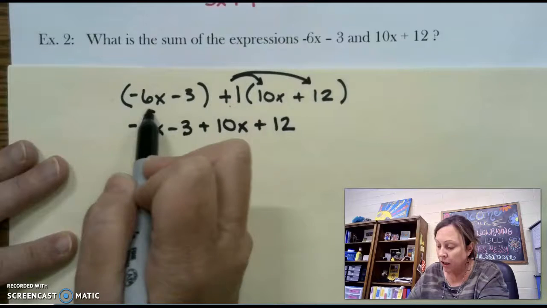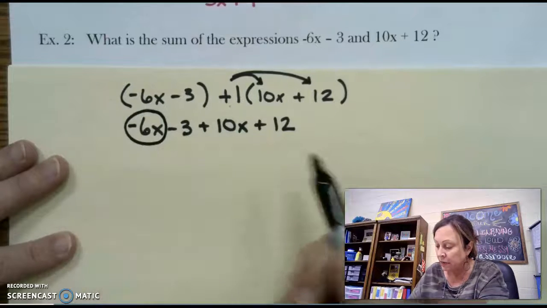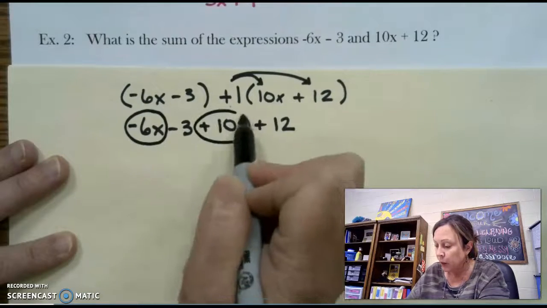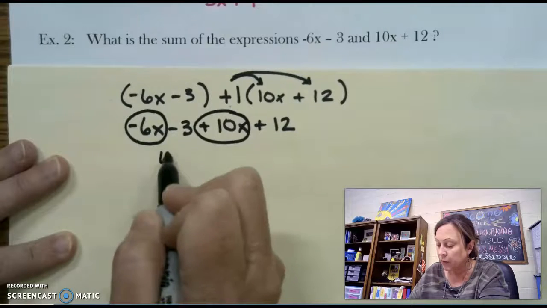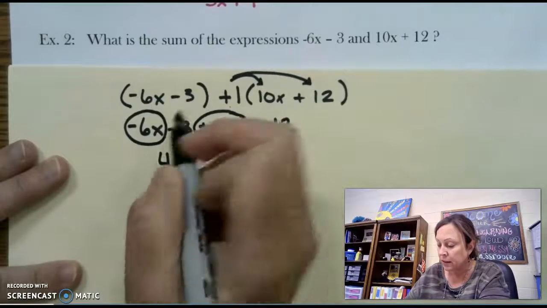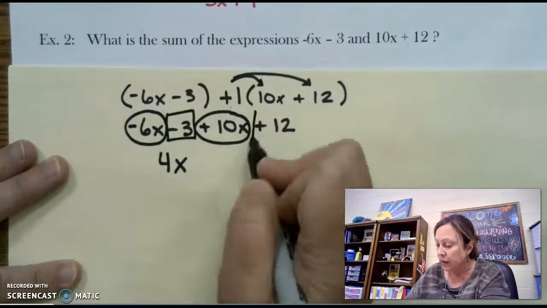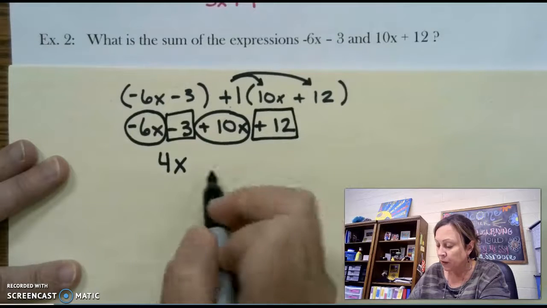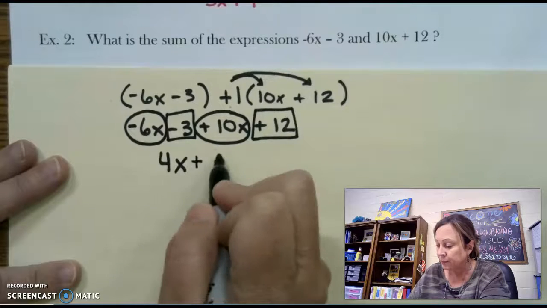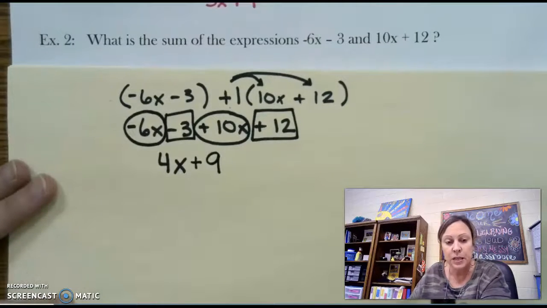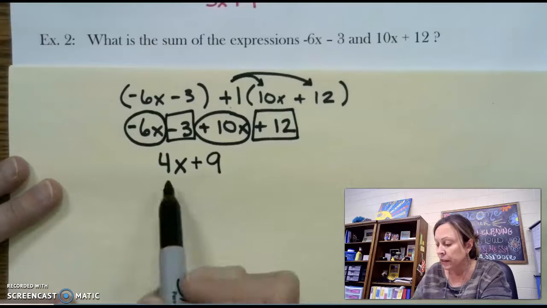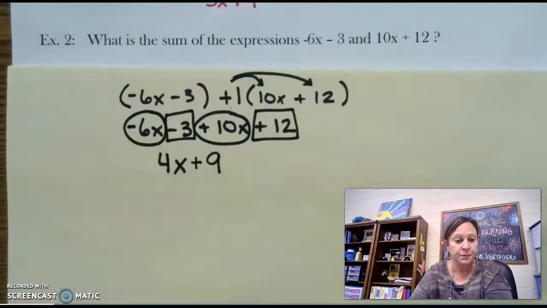Okay, now to combine my like terms, I have a negative 6x and a positive 10x. That's going to give me a positive 4x. And then I have negative 3 and positive 12, and that gives me a positive 9. So my simplified expression is 4x plus 9.